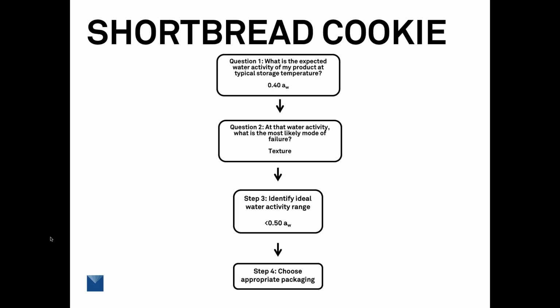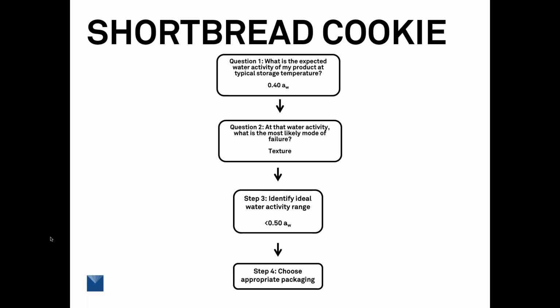That is the critical water activity for this particular product, identified through the DDI curve. So if we go back to our simplified process, what is our most likely mode of failure? We identified it being most likely texture. Next, we want to identify the ideal water activity range. We've done that through our investigation with the DDI curve and the texture analysis, and our sensory panel, that we want it to be somewhere below 0.5 to be safe. And if we can keep it below 0.5, then our product should maintain its textural properties.